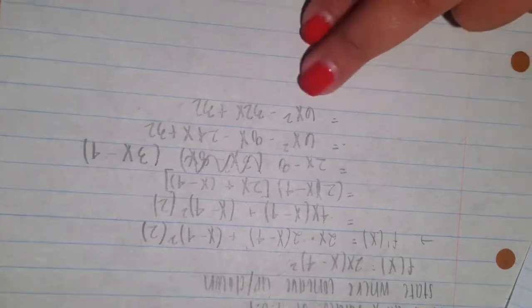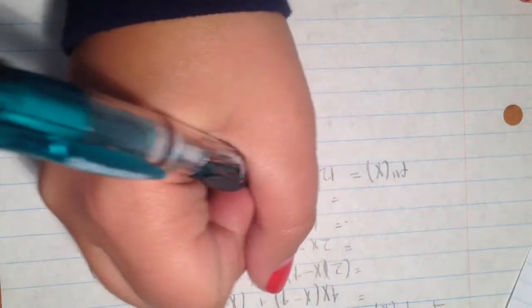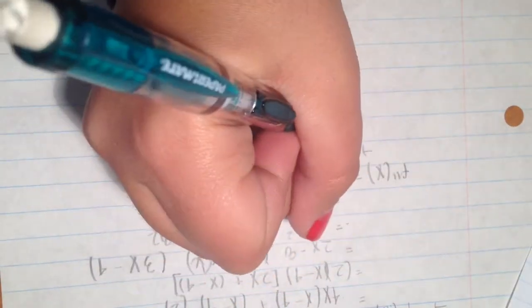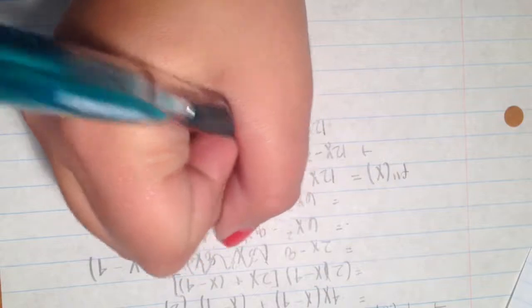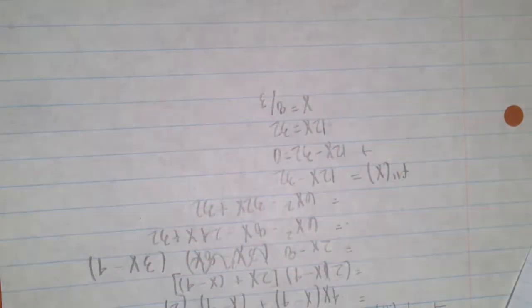Okay, so from there we're going to take the second derivative. And so this is going to be easy, it's just going to be 12x minus 32. So once we get the second derivative, we're going to set it equal to 0 and solve for x. So when we do that, we're going to get x equals 8 over 3.